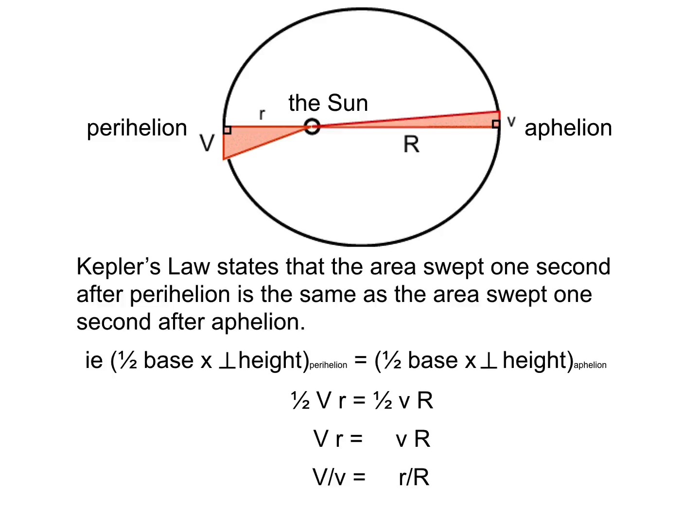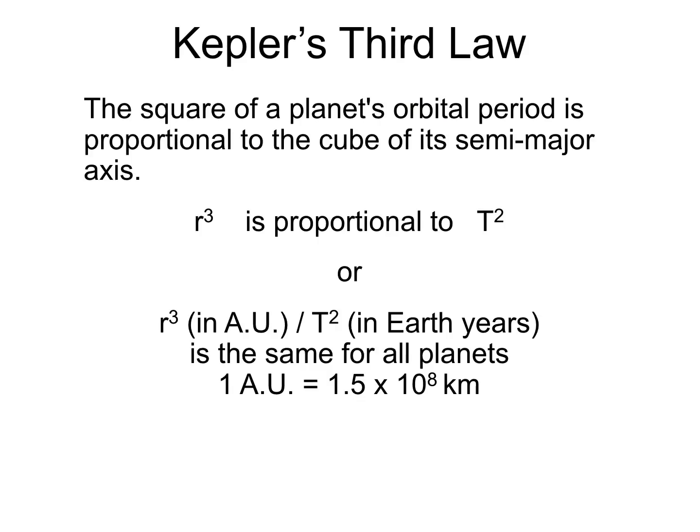So that's what we get from Kepler's second law. Kepler's third law says that if you look at the square of a planet's orbital period, it's proportional to the cube of its semi-major axis. That sounds like a mouthful, but what we're saying is r cubed, the distance that it is from the central point of its orbit, is proportional to the square of the period.